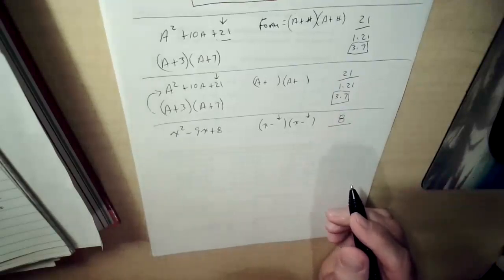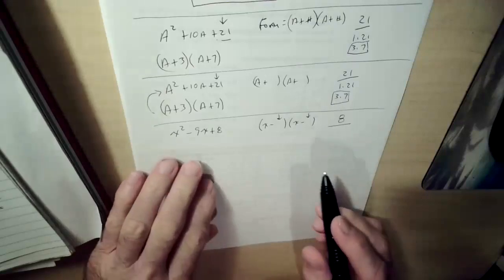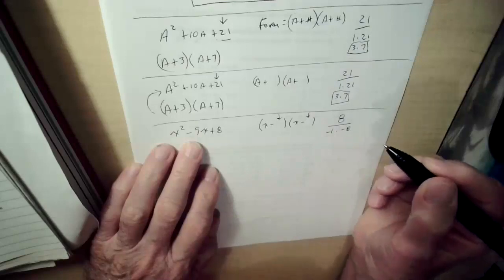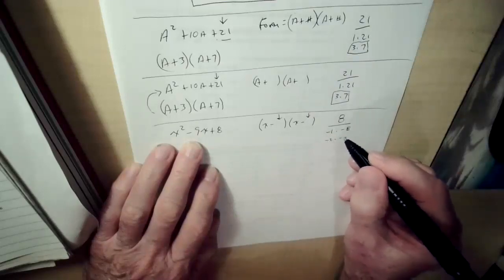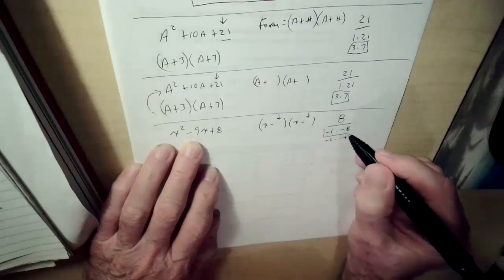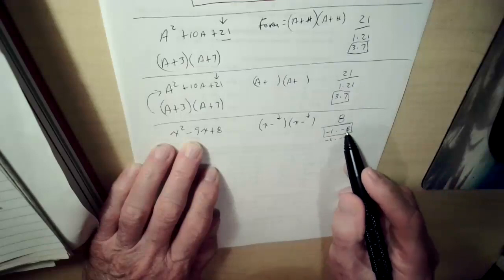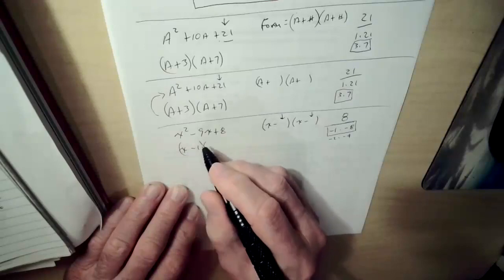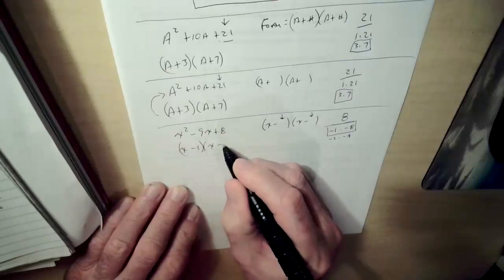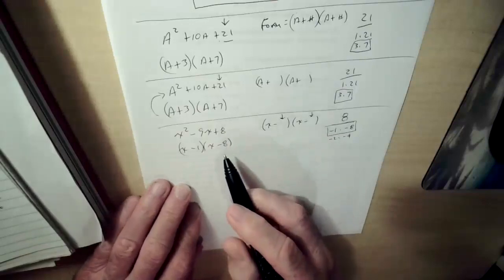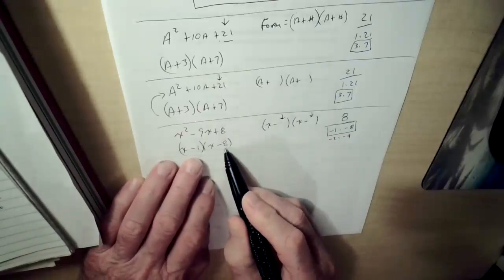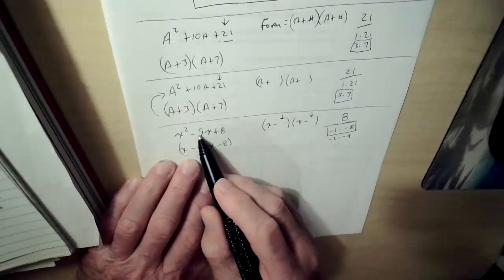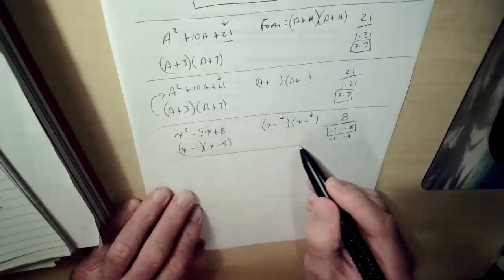Now we want the factors of 8 combined together to give us negative 9. Negative 1 times negative 8. That's it there, isn't it? Negative 2 times negative 4. That's all. Negative 1 and negative 8. It's going to end up being x minus 1 times x minus 8. Again, to double check, negative 1 times negative 8 is positive 8, and negative 1 and negative 8 is negative 9. So we're correct.